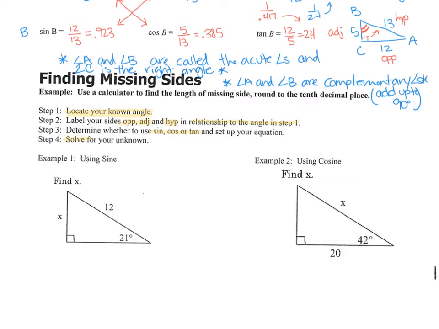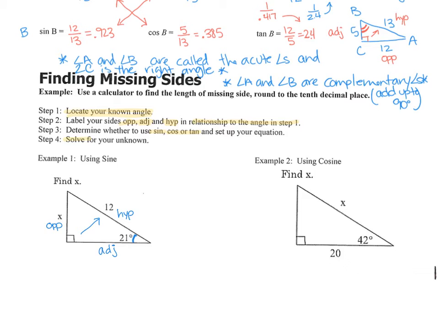In this problem, it says to find x. So first, locate your known angle. I know the 21-degree angle, so I'm going to mark my blue arc mark there, and I'm going to use that angle to do step 2. Let's label the sides. My side labeled x is opposite of the 21 degrees. My 12 is the hypotenuse. That makes my blank side my adjacent side.